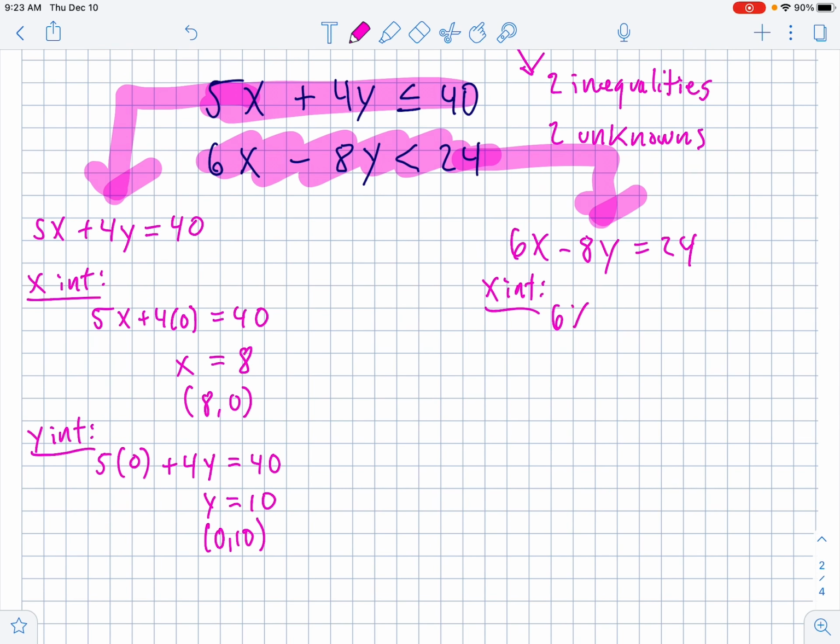Oh boy. Okay, so we're going to keep track of these probably with 2 different colors is how we're going to do this. Okay, so for the first one, it's 8, 0, and 0, 10. Let's go orange for the first one. So 1, 2, 3, 4, 5, 6, 7, 8. So this is the point 8, 0, and then 0, 10. 1, 2, 3, 4, 5, 6, 7, 8, 9, 10. So this is 0, 10.